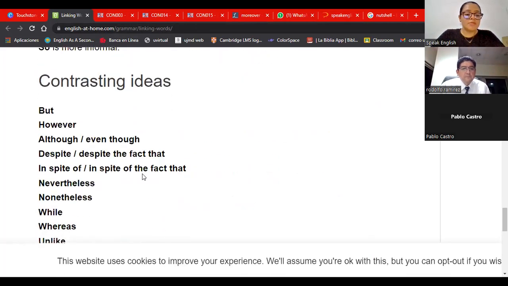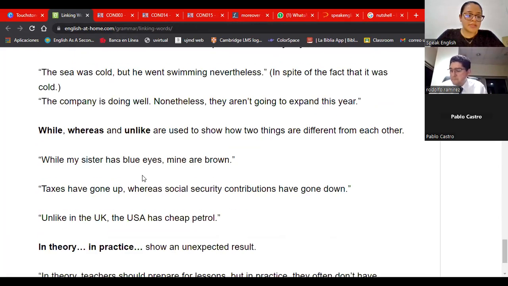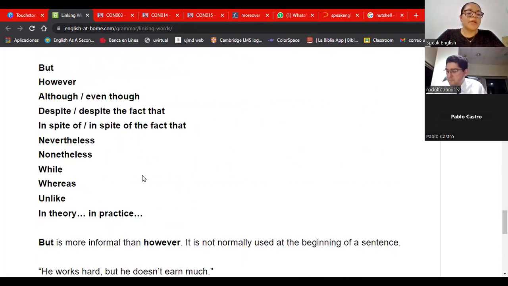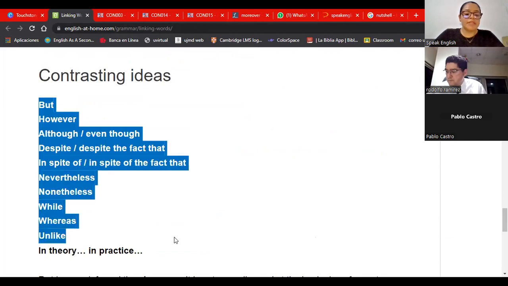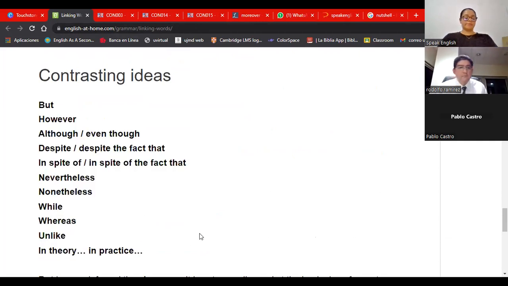Now, let's see contrasting ideas. That is the last one. Okay, contrasting ideas. We have this list of words. Can you please read them, Rodolfo? But, however, although or even though, despite the fact that, in spite of, that one is new for me, by the way. In spite of the fact that, nevertheless, nonetheless, while, whereas, unlike, in theory or in practice.